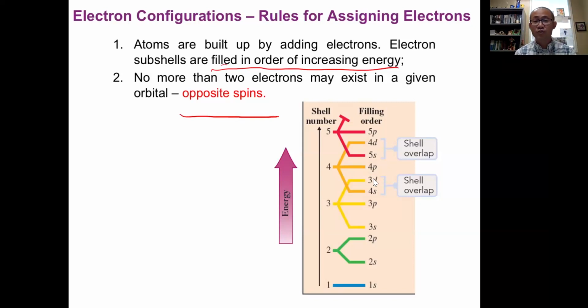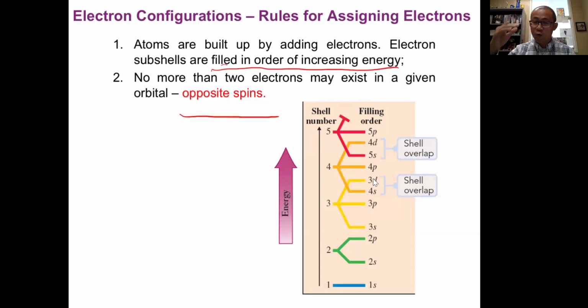This picture shows you the order of energy of the subshells. Order of energy means what? You have to fill in these subshells in this order. Remember, you fill in the increasing order. This is the increasing energy order of the subshells: 1s, 2s, 2p, 3s, 3p.